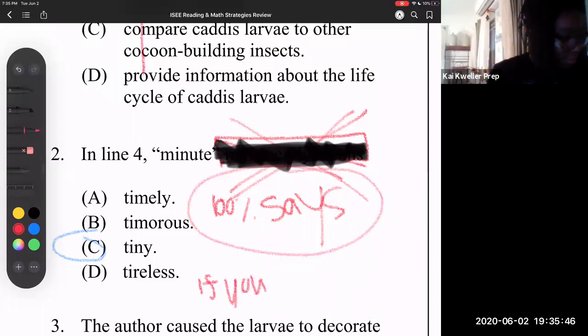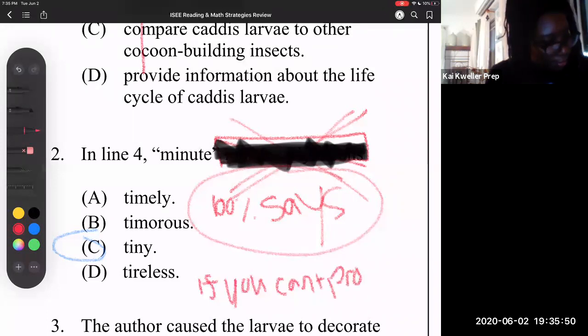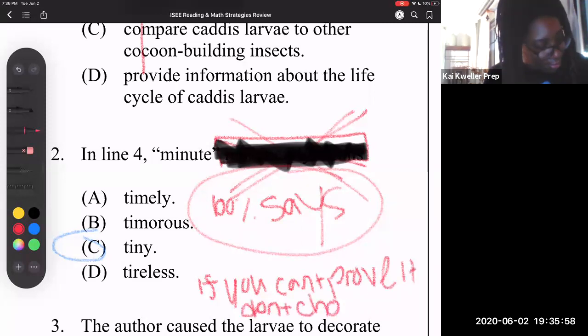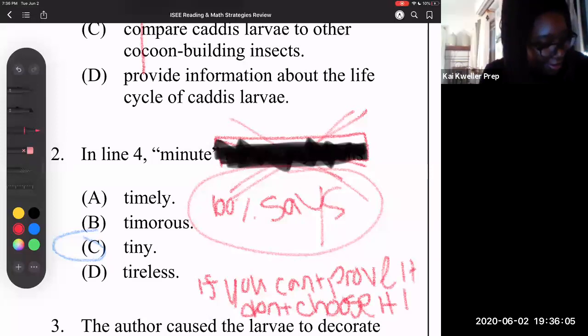Get rid of it. Okay. We're trying here. Okay. If you can't prove it, don't choose it. We're trying. Don't choose it. Kai actually has much better handwriting than this. I do not write like a 2-year-old. The iPad makes it hard. Don't choose it. Okay, so now let's look at number 3.